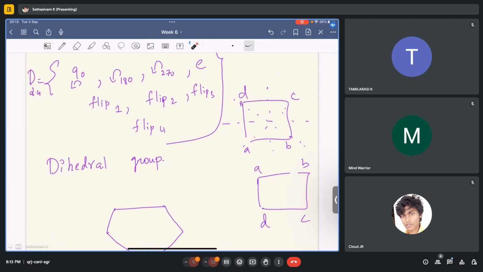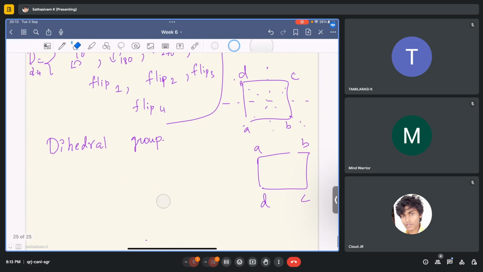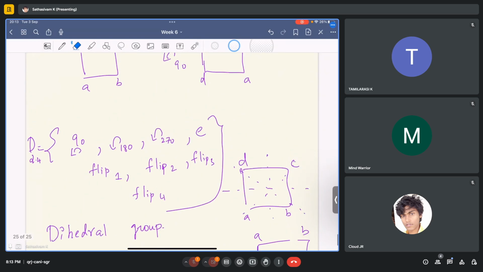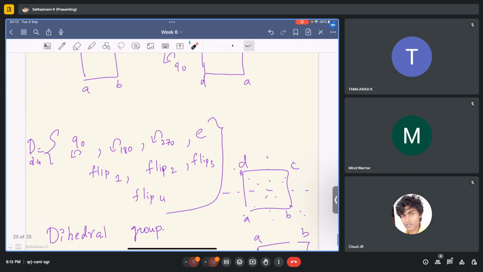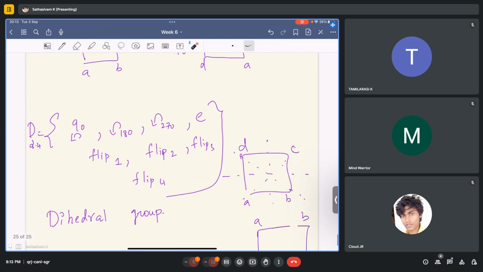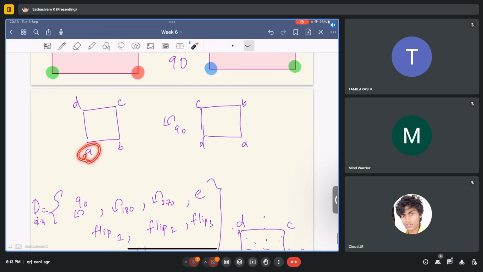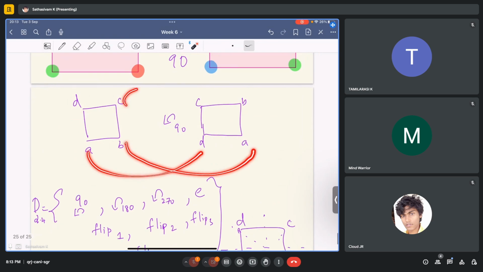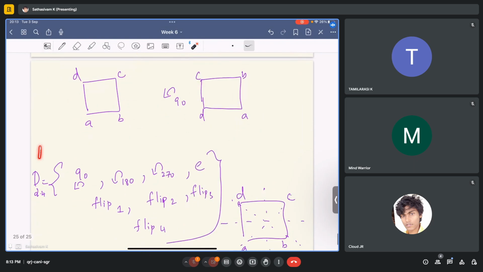So the reason I'm skipping it here is one actually has to prove it. See, basically there can be many operations, right? For example, if you just look at this square, let's say here you have ABCD. You can see this as a permutation of ABCD. So here A maps to D, B maps to A, C maps to B, and D maps to C. So this dihedral group, you can see it as a subgroup of S4.